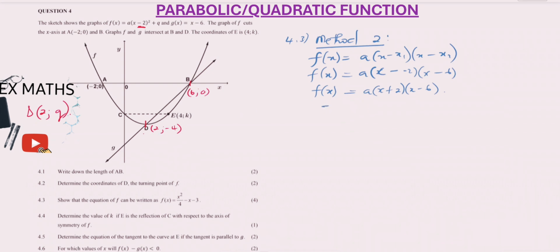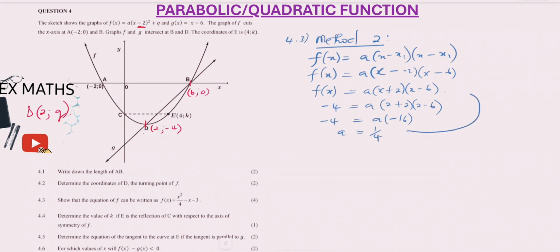So that is going to be minus 4 is equal to a open bracket 2 plus 2, then 2 minus 6. Then minus 4 is equal to a open bracket 2 plus 2 gives us 4. Then 2 minus 6, which is minus 4, times minus 4 times 4, we're going to get minus 16. Then we divide by minus 16 both sides. That will give us a equals 1 over 4.